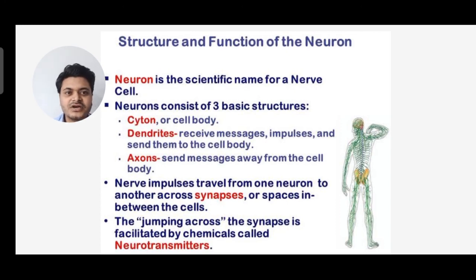Nerve impulses travel from one neuron to another across a synapse, or space in between the cells. The jumping across the synapse is facilitated by chemicals called neurotransmitters. Between the synapse there is a chemical called neurotransmitter, such as acetylcholine, that helps in transmission of electrical signals.